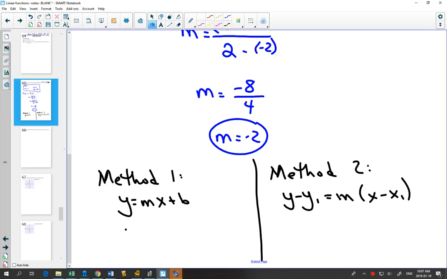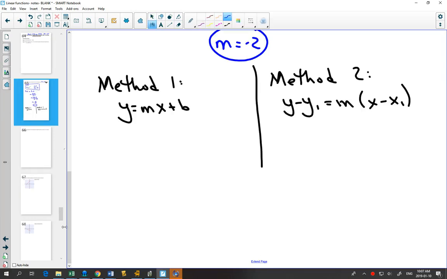Using method 1, at this point I'm just going to do the work like you would do, and I'll add the explanation after. So what did we do in method 1? We plugged in our slope. I know my slope is negative 2, so I can plug in negative 2 for m. And then we take the point that we chose, and you chose the point 2, negative 5. Then we plugged in our point. So when x is 2, y was negative 5.